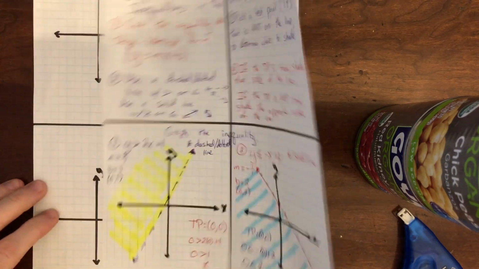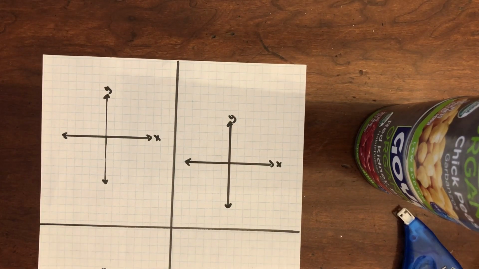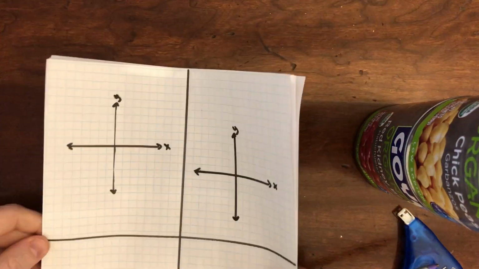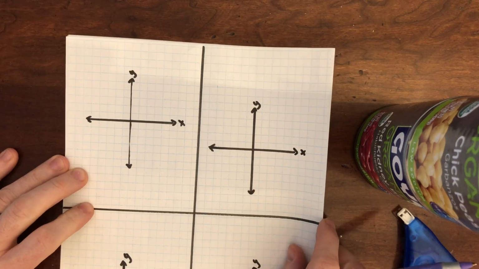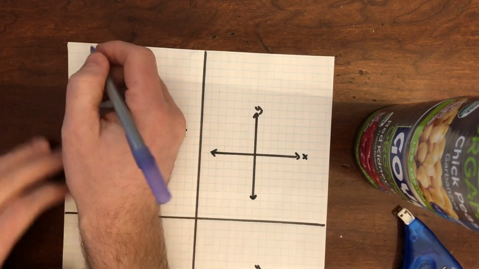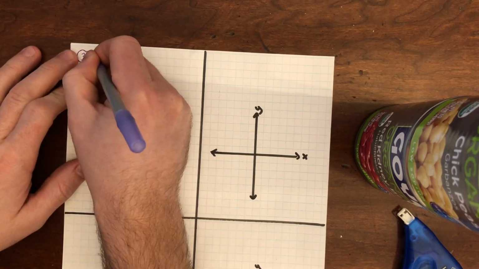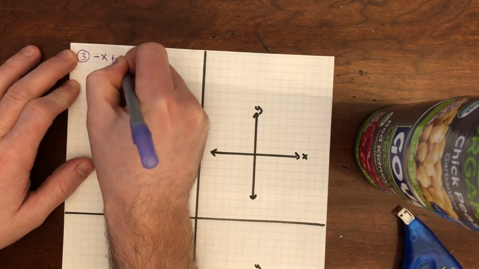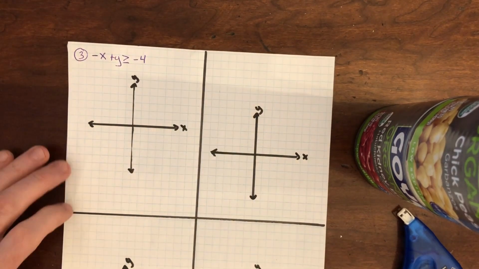All right, so now when we flip our paper over, we got, all right, 4 more graphs to go through. All right, sorry, I just want something underneath to write on this thing. So number 3, is going to be negative x plus y is greater than or equal to negative 4.